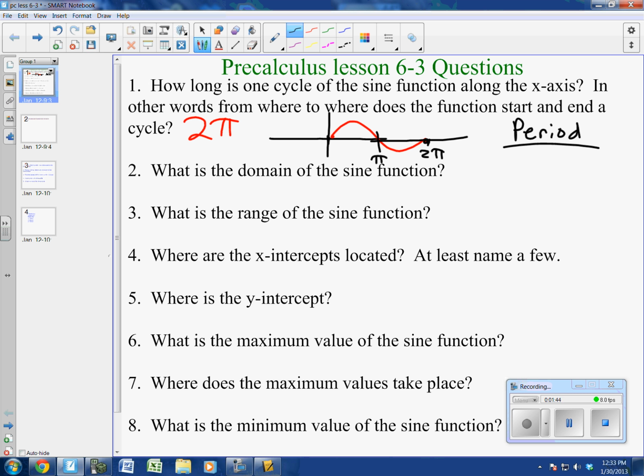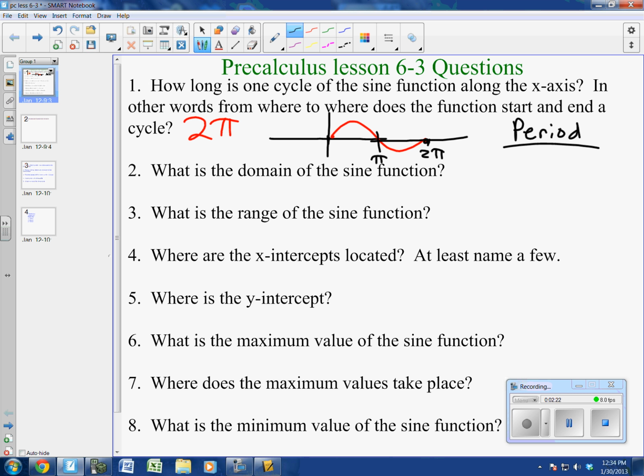So where's the second cycle going to start and end? It's going to start at 2 pi and end at 4 pi, and then go till 6 pi, and the next one till 8 pi. If I'm going in the negative direction, negative 2 pi, negative 4 pi, negative 6 pi. Do we understand that? You could take a rubber stamp and make a copy of this red part, and just stamp it, and stamp it, and stamp it, and it would look the same all the way across. And that's what the sine function does. In other words, from where to where does the function start and end the cycle? That was 2 pi.